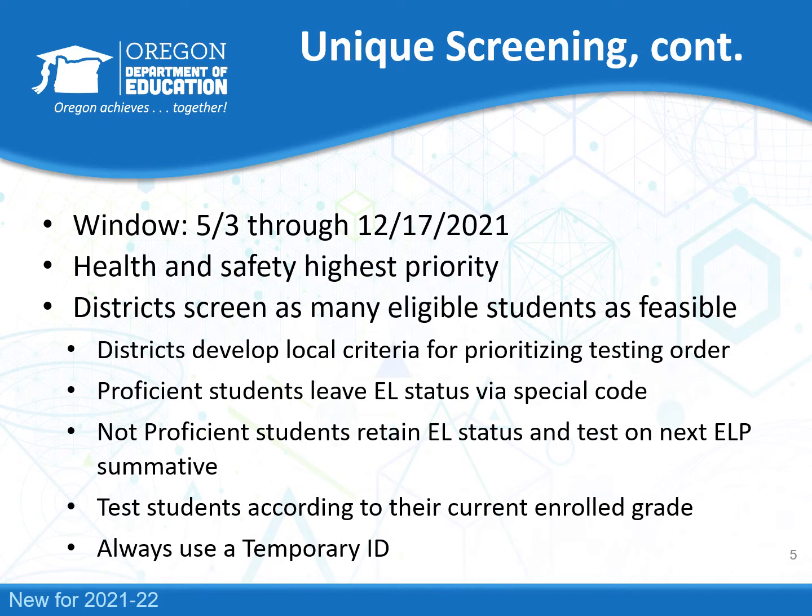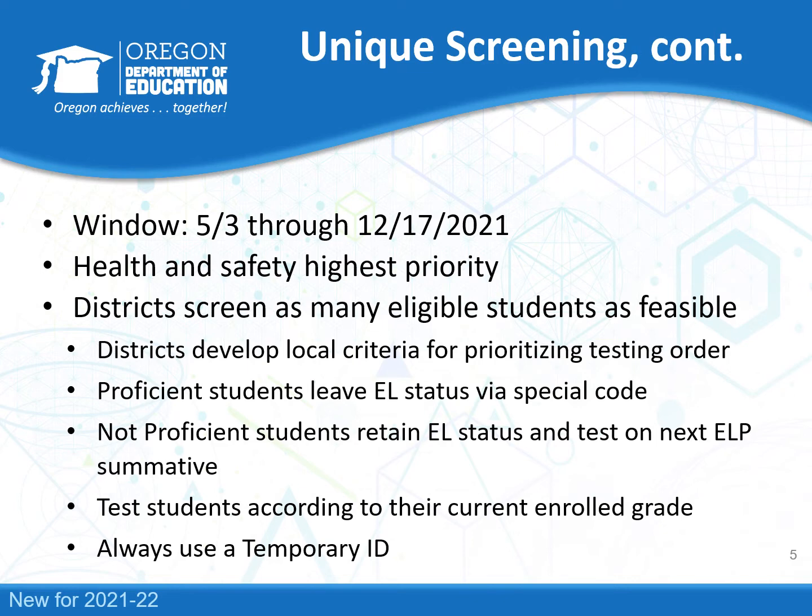The 2021 unique screening opportunity operates very similarly to the 2020 opportunity. The major difference between the two is that the window will be longer in 2021. Districts need to screen students at their enrolled grade. For unique screening purposes, a student's grade changes during the yearly system rollover in late July.